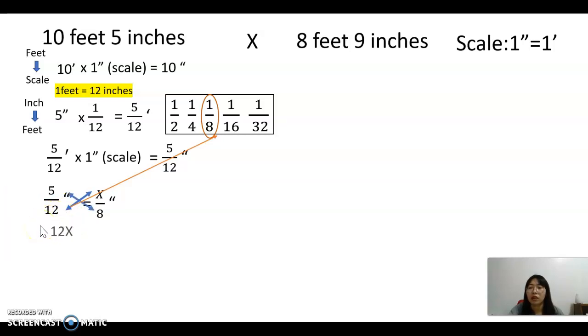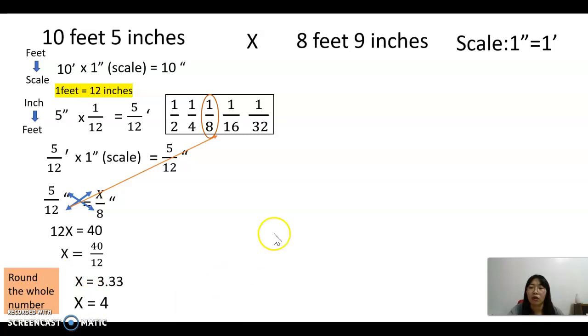12x equals 40, and then x equals 40 over 12. So we have x equals 3.33, but we cannot keep the decimal number, so we need to round to the whole number. x equals 4. So 5 over 12 inch, we can draw it on the ruler as 4 over 8 inch.